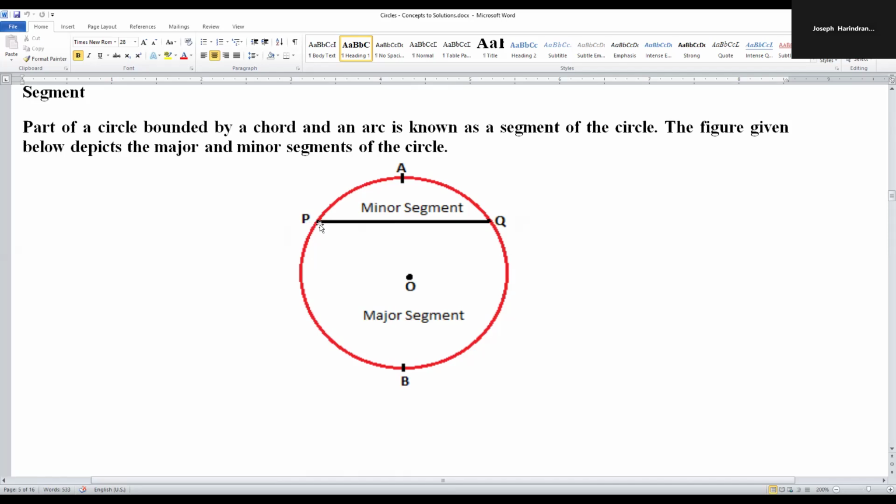The remaining part, that is the bigger segment, PBQ, which is the remaining part of the circle, is called the major segment. It is that part of the circle that is bounded by the chord PQ and the remaining part of the circle, that is the arc PBQ. This is called the major segment.